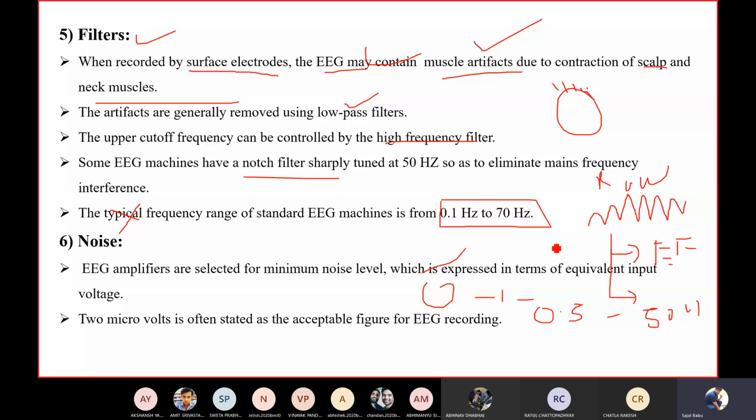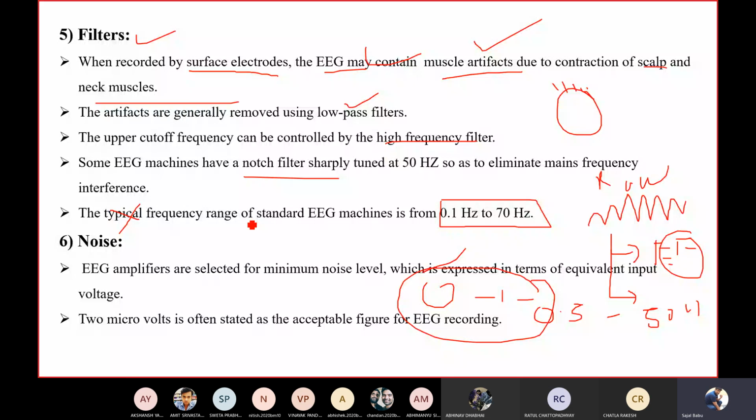So I need a low pass filter and I need a high pass filter. How can I do that? Let us consider that I am not getting the high frequency signal, I am just getting the low frequency signal. Then I will use the high pass filter. What is the high pass filter going to do? Let us consider that the EEG signal I am getting is 0.1 Hz to 50 Hz, but what I need is 0.5 Hz to 50 Hz. Then I will use a high pass filter.